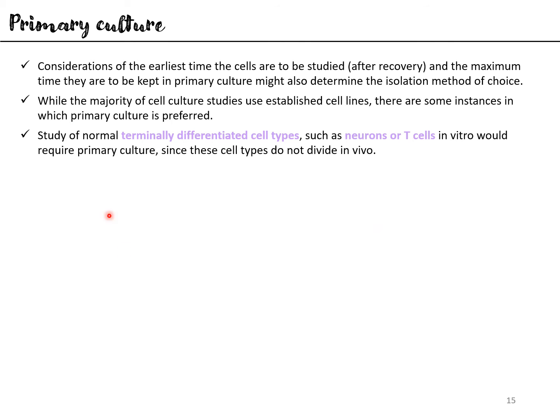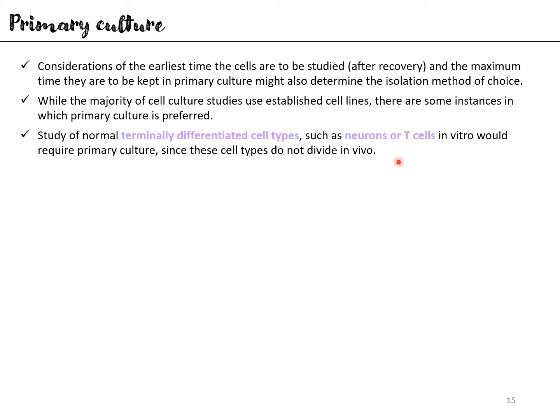Study of normal terminally differentiated cell types like neurons or T cells in vitro would require primary culture since these cell types do not divide in vivo. For studying these terminally differentiated cells, you don't really even get a chance to replicate them. So, if you're studying neurons, for instance, they don't replicate further. They will not even divide. So, you establish the cells, you do your study, and that is the end of it. You can't really maintain them.